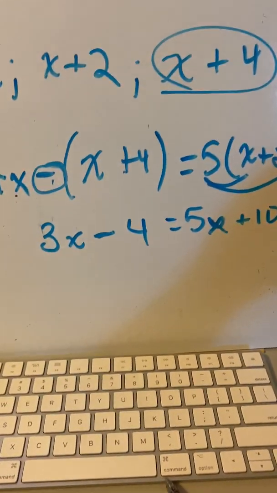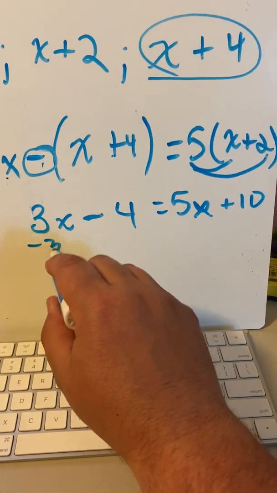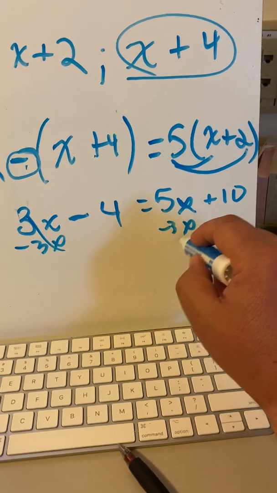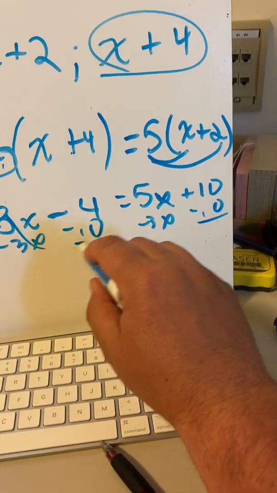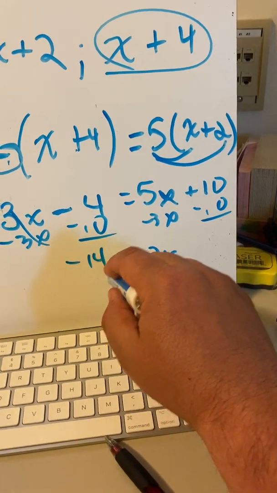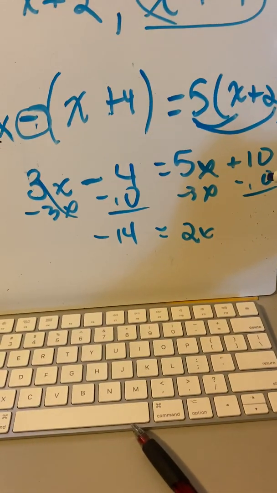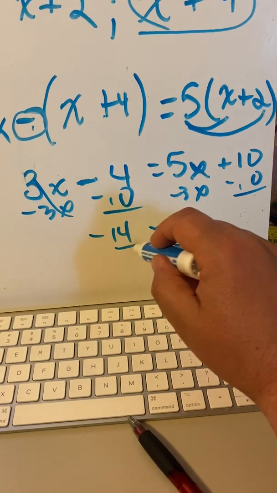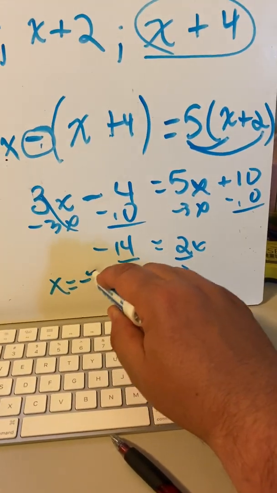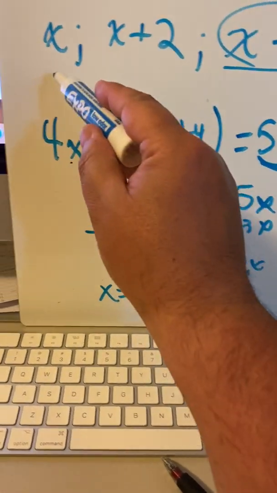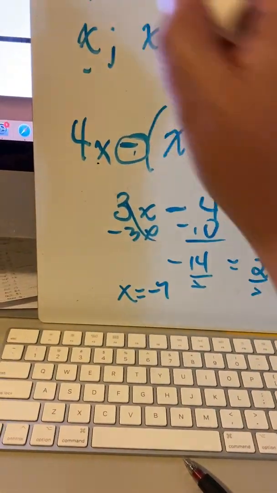Okay, solve the equation here. Subtract 3x, that makes 2x. Subtract 10, that makes negative 14. Okay, divide by 2. That tells you what x is. x is equal to negative 7. That's your first integer, negative 7.